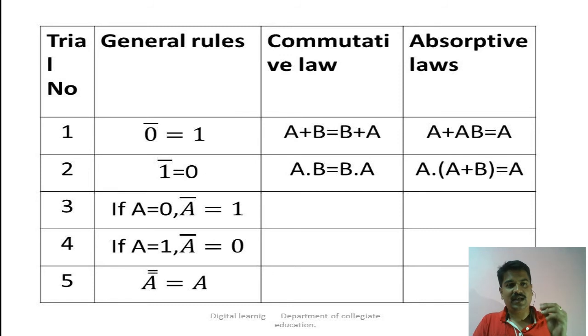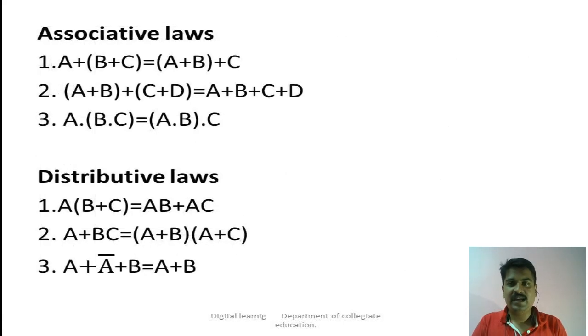These two are the absorptive laws, and these laws hold good for Boolean algebra. And we have two more well-known laws, the associative law and the distributive law, and these laws also hold good for Boolean algebra. So the associative law, if I write for logical addition, is A plus (B plus C) is equal to (A plus B) plus C.